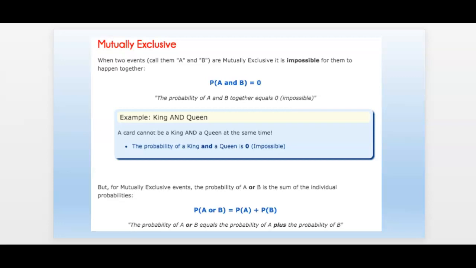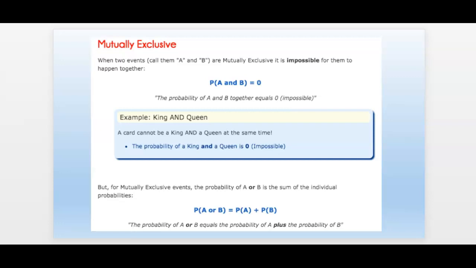When 2 events are mutually exclusive, they both can't happen at the same time. So the probability that A and B happen, if they're mutually exclusive, is 0. However, you can draw a king or a queen, as an example. You can't draw a king and a queen at the same time, but you can draw a king or a queen. You can do that.